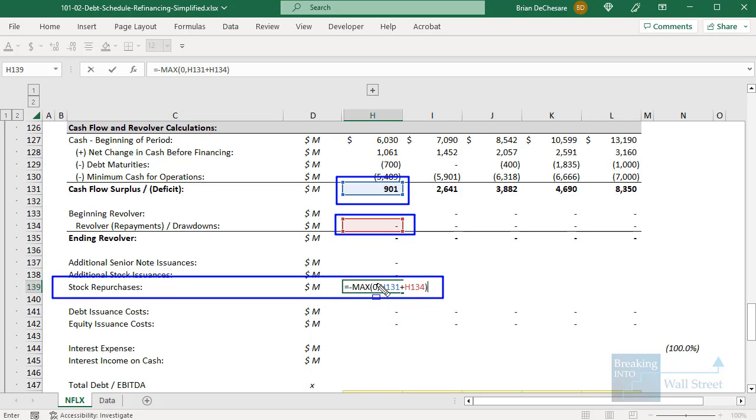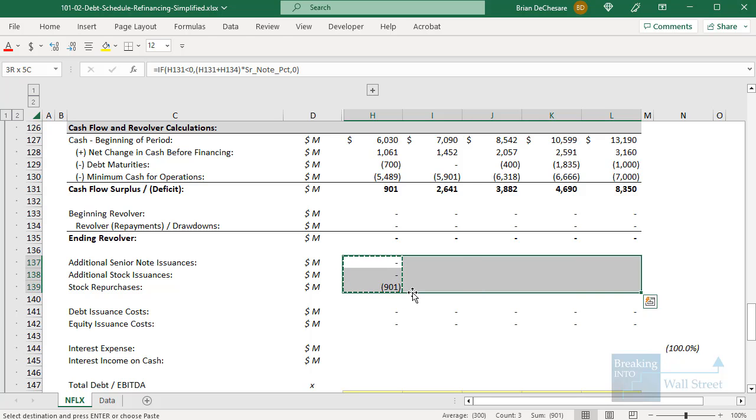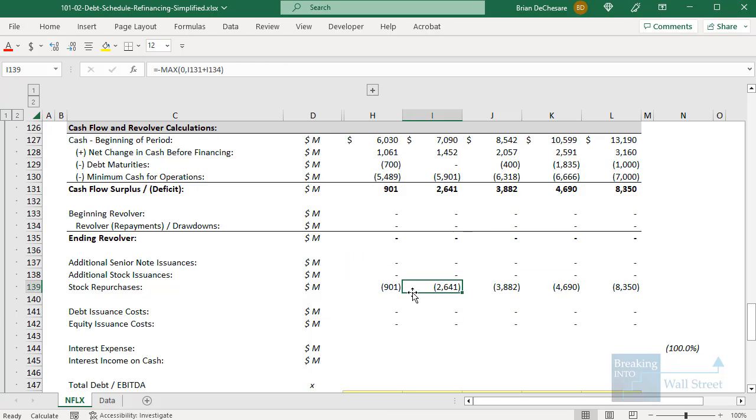And the reason why we're using a maximum 0 here is to handle the case where if we happen to get a negative number here, we obviously don't want to repurchase any stock. Taking the max between 0 and a negative will also always give you 0. So that's why we're setting it up like that there. And then we can copy this across. We can see that in this base case, the company is mostly repurchasing stock now and gets up to a pretty high level by the end.